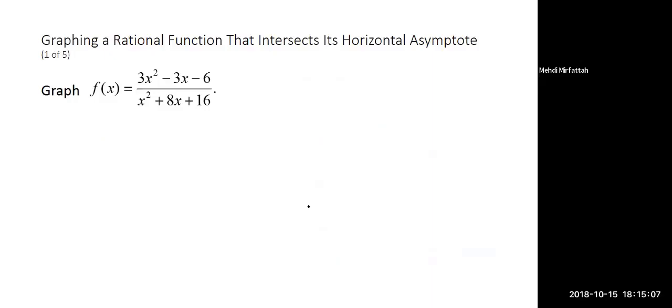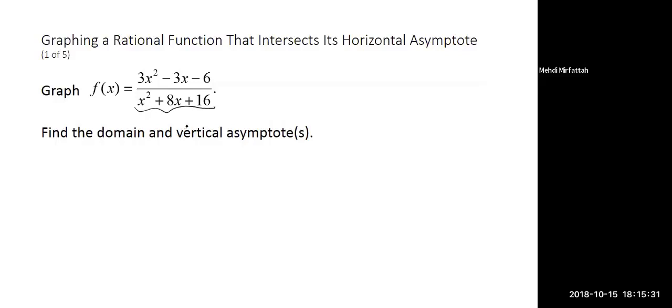Let's take a look at this other example. We have f of x equal to 3x squared minus 3x minus 6 over another polynomial with the same degree. Both are degree 2 here. In this example, we want to find the domain and vertical asymptote. So what we do is we just take whatever we have at the bottom of the fraction, set it equal to 0, and that gives you x equal to minus 4.